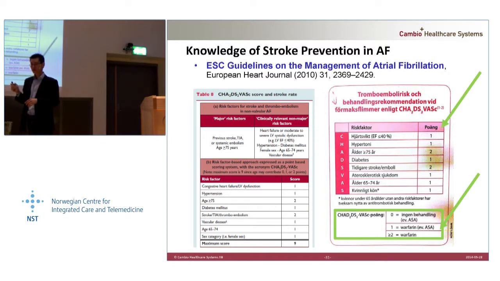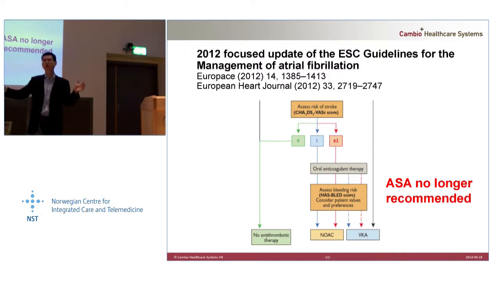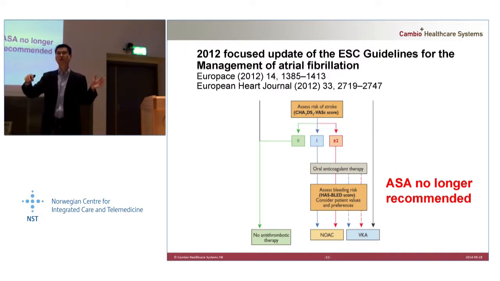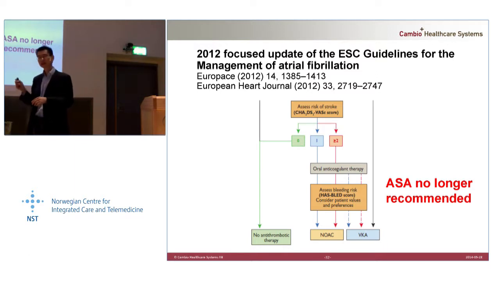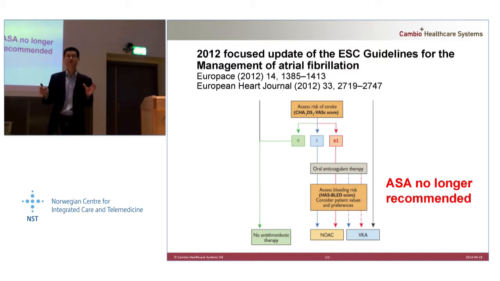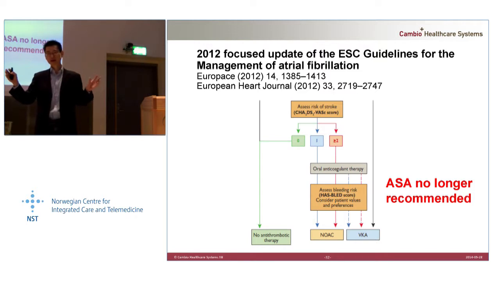So what has happened is that in the course of the project, when I work with a cardiologist, there's a new update from the European Society of Cardiology in 2012. The guideline was updated about 1.5 years later. In that guideline, aspirin is no longer recommended. Stroke prevention in AF is a balance between the efficacy of stroke prevention, but also major bleeding risks, events in the brain, in the digestive system, and so on.